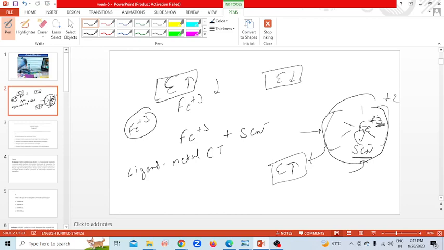In molecular orbital theory you can understand it better, but here for a basic idea you can understand that the electron is going from thiocyanate to Fe. Thiocyanate is the ligand and Fe is the metal. So charge transfer from thiocyanate to metal is known as ligand to metal charge transfer. Understood? Simple. Ligand is thiocyanate and metal is Fe plus 3.